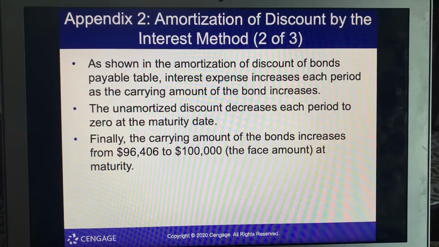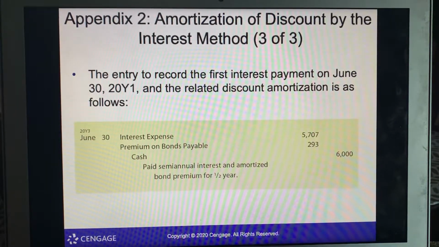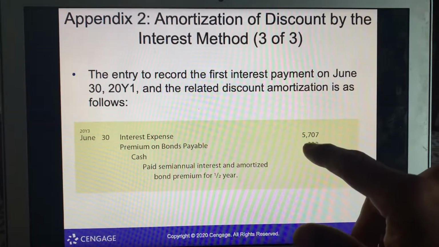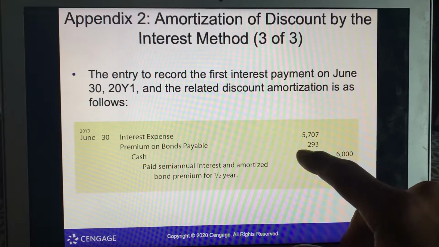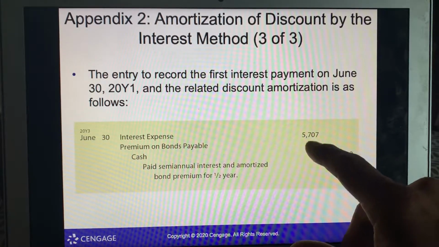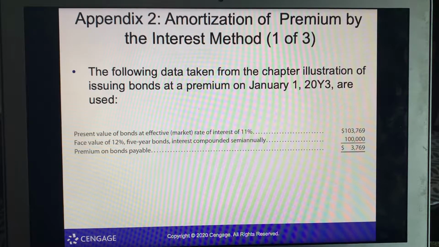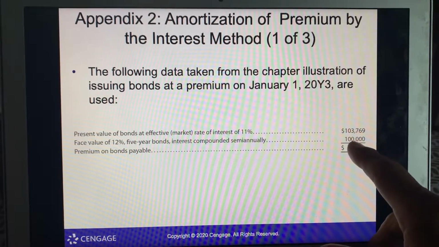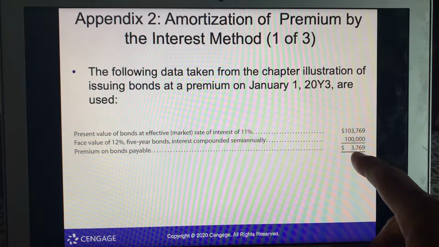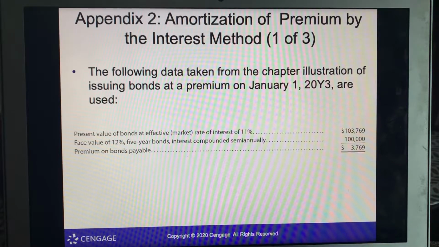Okay, let's see. So here's how we take this into account on the books. Interest expense of 5,707, premium on bond $293, but keep in mind it still has to equal $6,000 because that's the cash payment. Okay, 103,769 to 100,000, so the premium is going to be 3,769. These are very similar to the previous example. This is the premium, the other one was a discount.